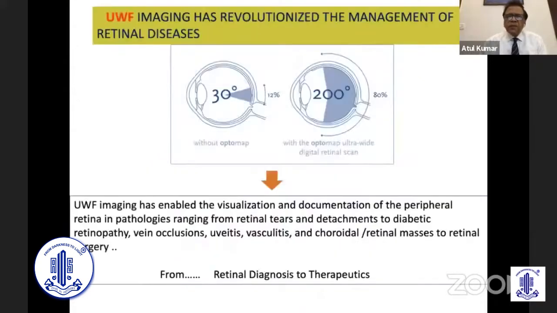So here you get about 200 degrees. What you can see here very quickly is that conventional is about a 30 to 50 degree image. The ETDRS told us in the 80s that you have to take the 7 standard fields, which was coming from 30 degrees, 7 fields, to come to about a 90 degree field. So what we never visualized was the periphery. The grading system was based entirely on the posterior pole. And here you get a 200 degree field with a single capture. So it's made an awful lot of difference.